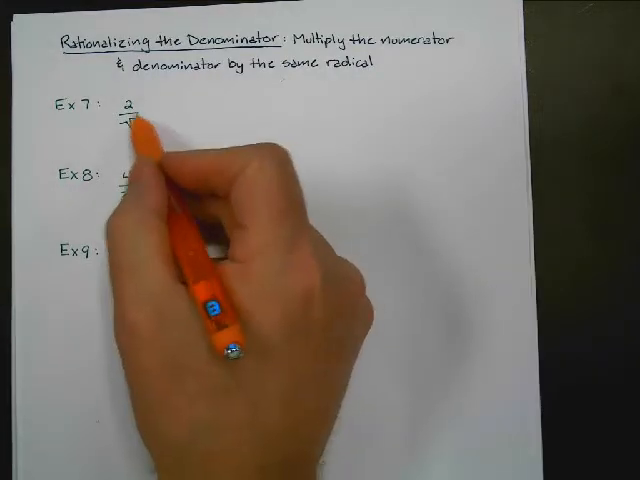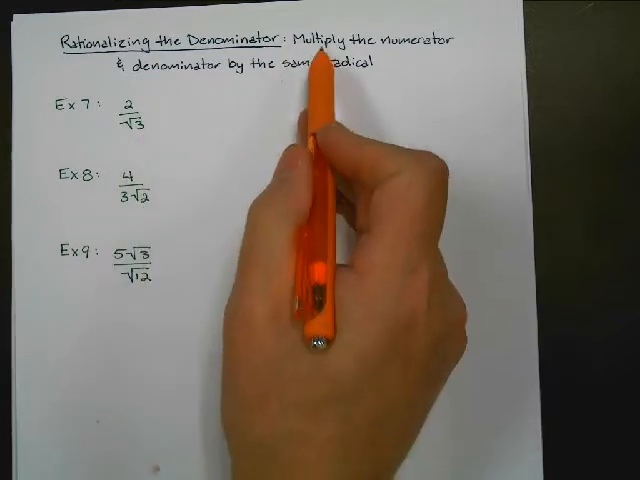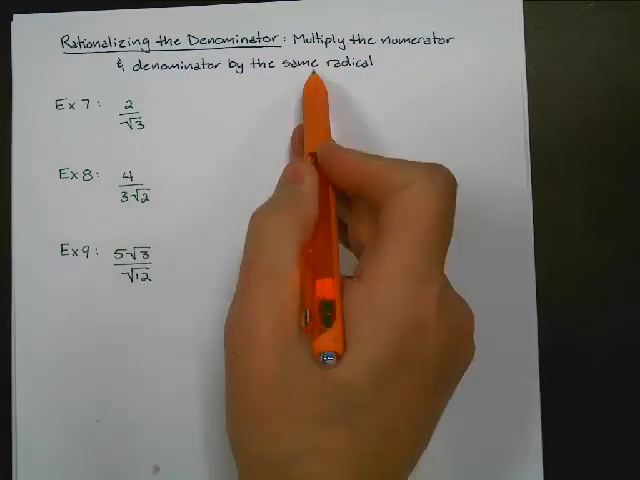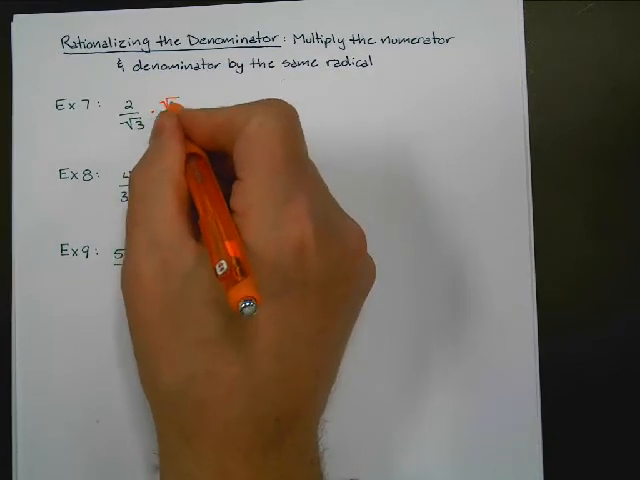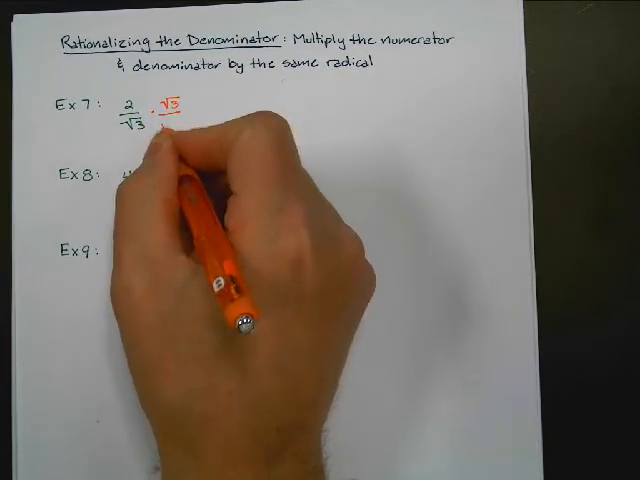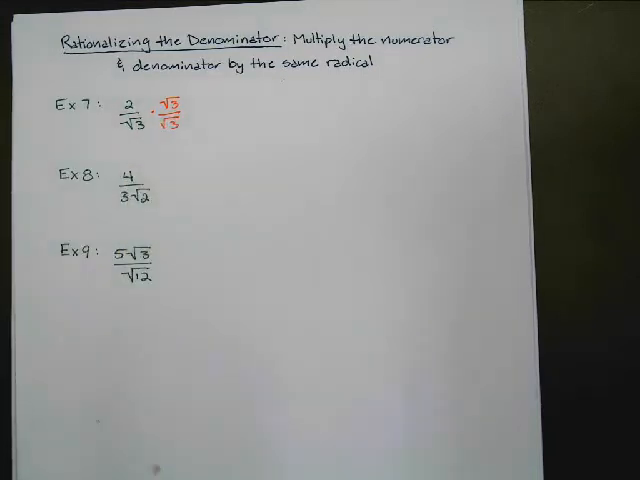So here, my radical is root 3. So I'm going to multiply the numerator and the denominator by the same radical. So I'm going to multiply the numerator by root 3, and I'm going to multiply the denominator by root 3. Why is this okay to do? Because I'm multiplying by the number 1.